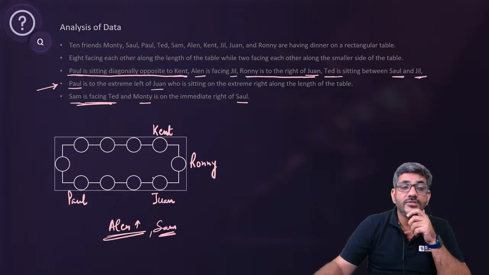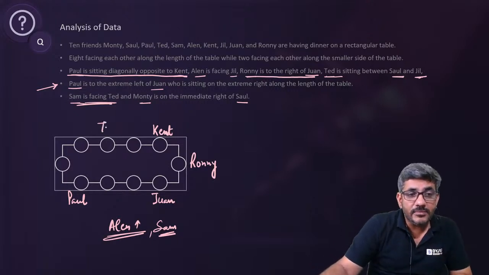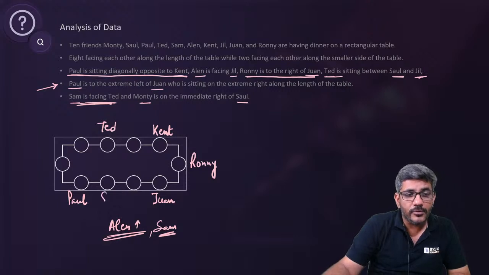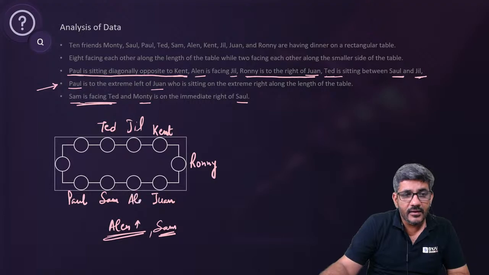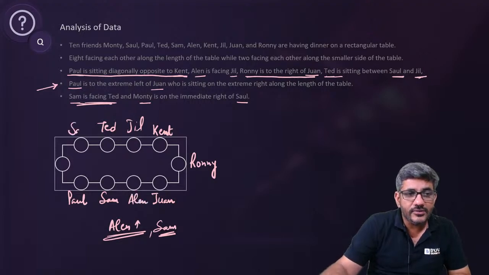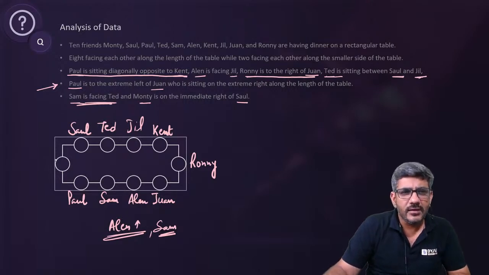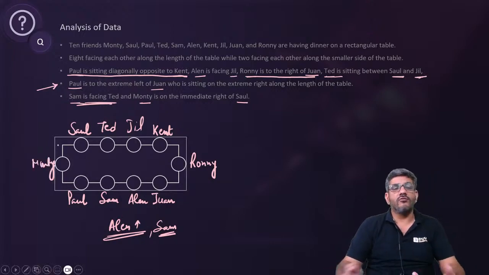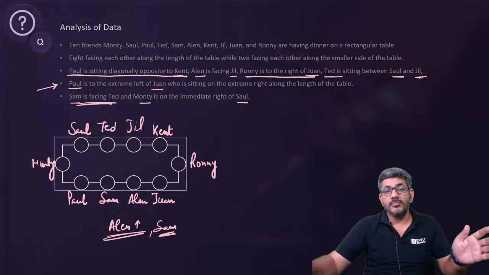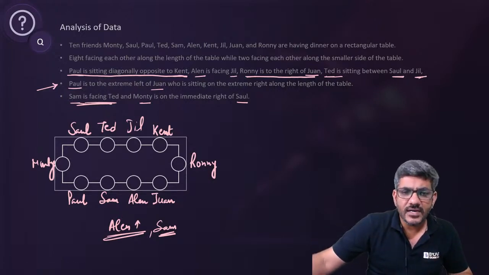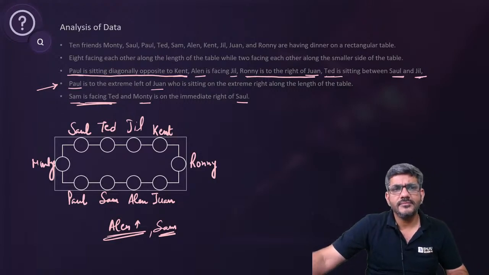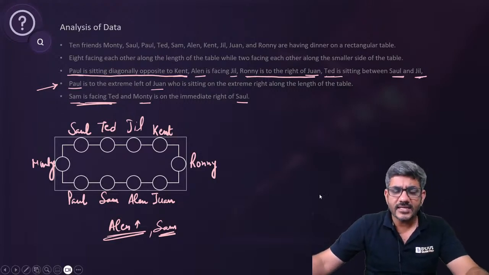Ted is sitting between Saul and Jill. Can I say the only possibility is when Ted is here, who is opposite Sam, Jill is here, who is opposite Ellen, and Ted is sitting between Saul and Jill, so Saul is here. The only one guy who is left. कौन बच गया एक आदमी? I think one person left is Monty. Monty must be here. Monty is on the immediate right of Saul. वो वैसे भी आ रहा है, and that makes the complete set. The moment set is made, the questions are done. फिर तो कुछ भी नहीं पूछेगा आपसे वो. Now we have the complete data set with us.